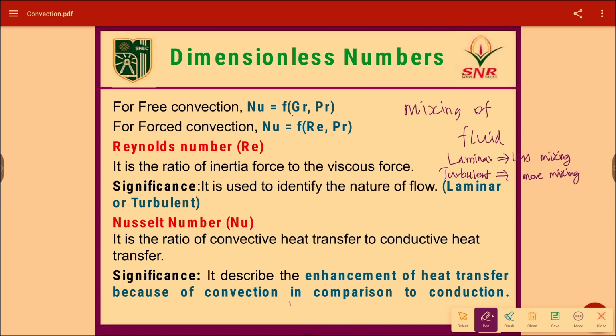The next number we are going to discuss is the Nusselt number, Nu, which is nothing but the ratio of convective heat transfer to conductive heat transfer. So the significance of the Nusselt number is that it describes the enhancement of heat transfer because of convection in comparison to conduction. That means when Nu is equal to 1, the heat transfer by conduction is equal to heat transfer by convection. When Nu is greater than 1, the effect of heat transfer by convection is greater than that of conduction. So higher the Nusselt number, higher the heat transfer will be.